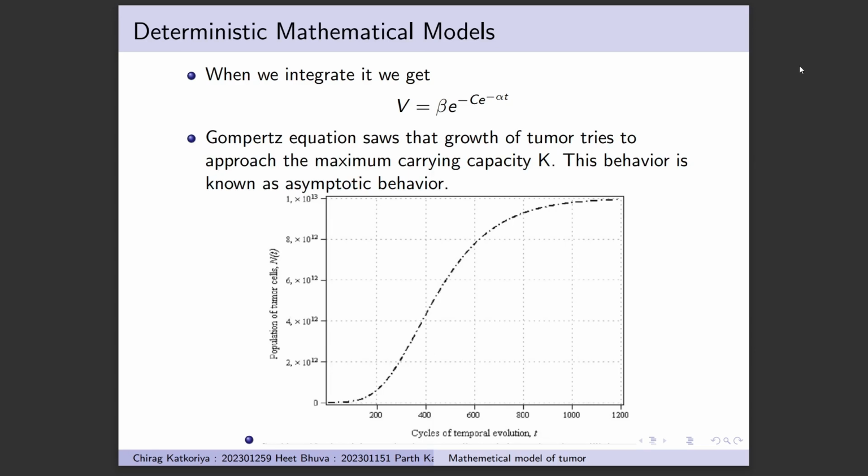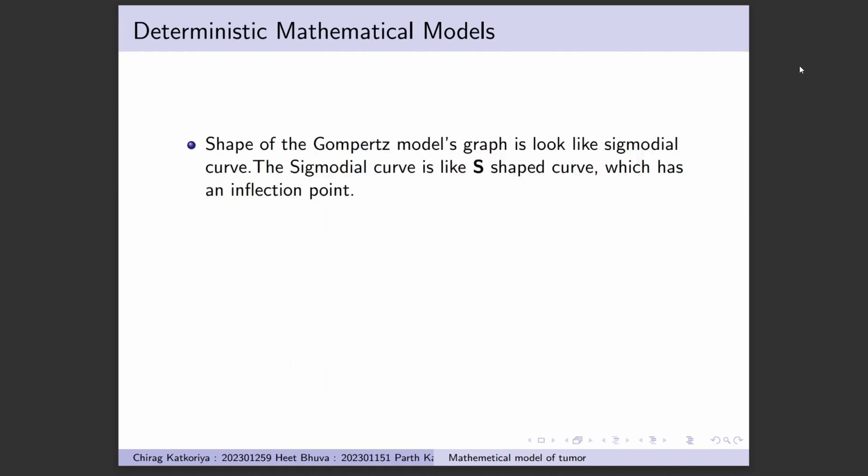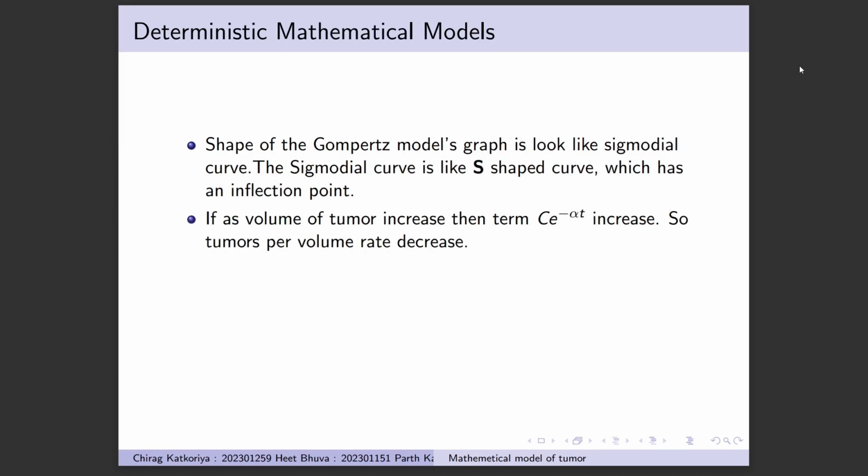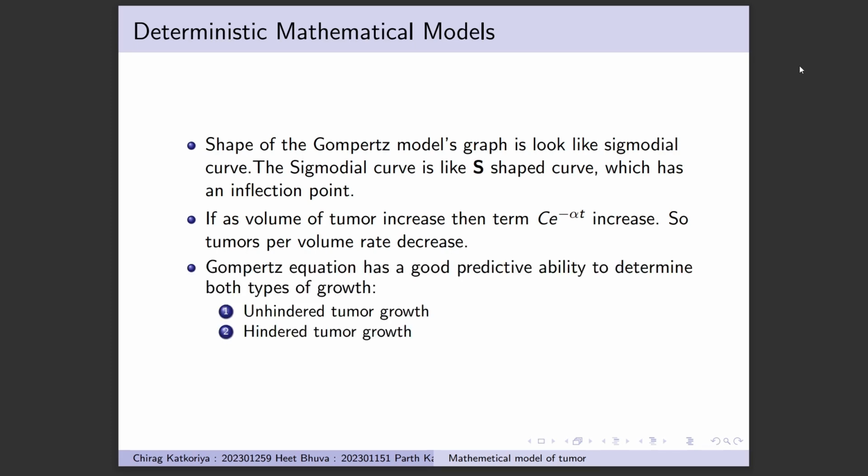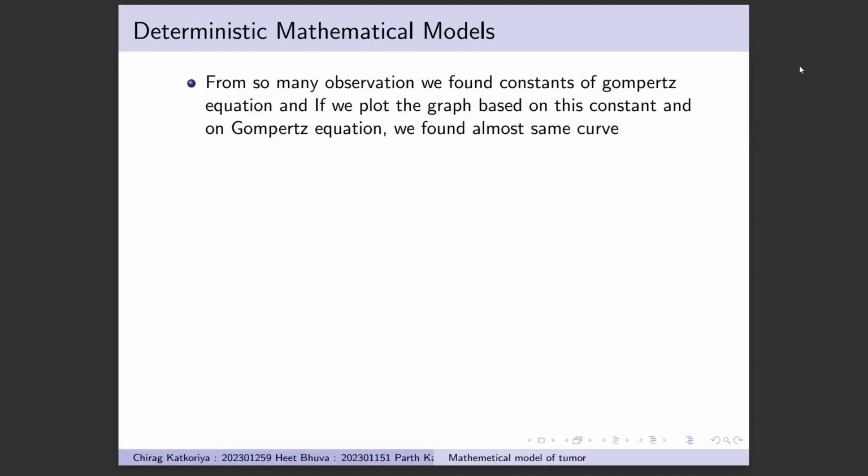Now we want to show you a sigmoidal curve and how it looks. It is an almost S-shaped curve with an inflection point. As the volume of the tumor increases, the term c times e to the power minus alpha t will also increase, and so the rate of growth per volume will decrease. The Gompertz equation is also good as it has a good predictive ability to determine both types of growth, unhindered tumor growth as well as hindered tumor growth.